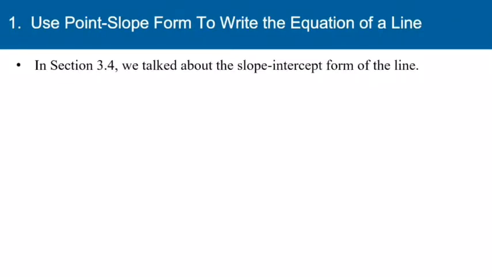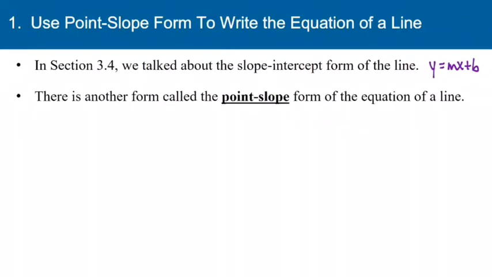First of all, remember that in the last section, 3.4, we talked about the slope-intercept form of the line, and that is y equals mx plus b. And remember, it's called slope-intercept form because we can always see the slope, which is the number in the m position, and the y-intercept, which is the number in the b position. So that's how this got the name slope-intercept form.